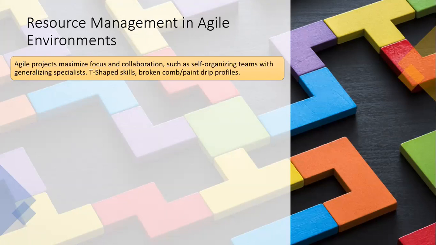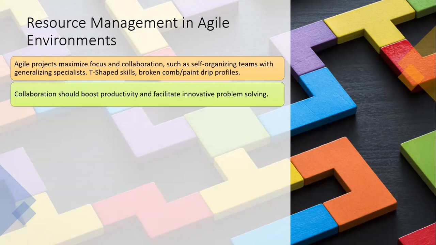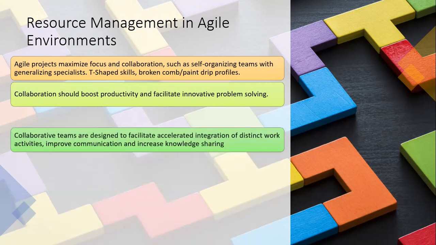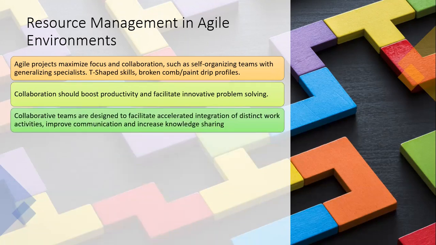And the idea is that team members can jump in to help each other because they have that skill set that can be used to move the project forward. Collaboration on Agile projects is meant to boost productivity and facilitate innovative problem solving. Collaborative teams are designed to facilitate accelerated integration of distinct work activities, improve communication, and increase knowledge sharing.